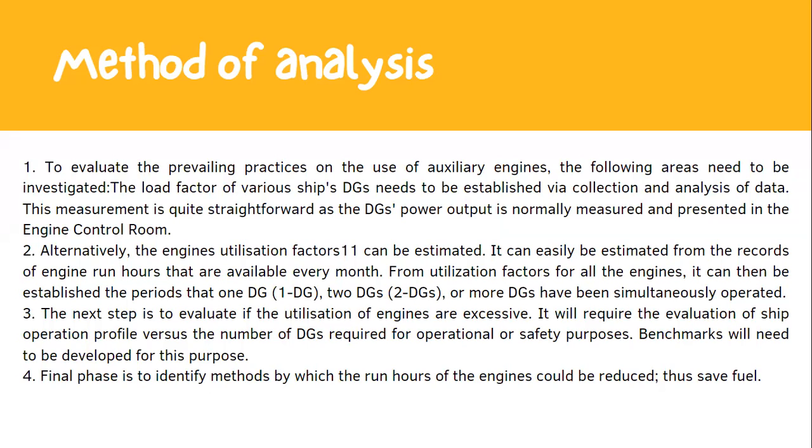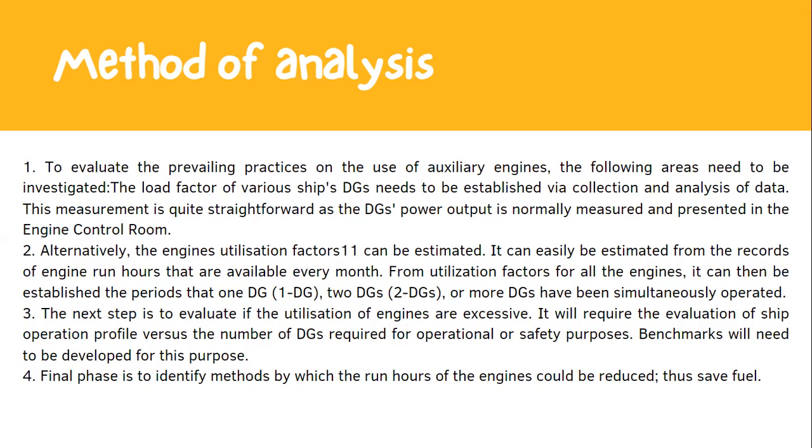Second, alternatively, the engine's utilization factors can be estimated. They can easily be estimated from the records of engine run hours that are available every month. From the utilization factors for all of the engines, it can be established the period that one DG, two DGs, or more DGs have been simultaneously operated.